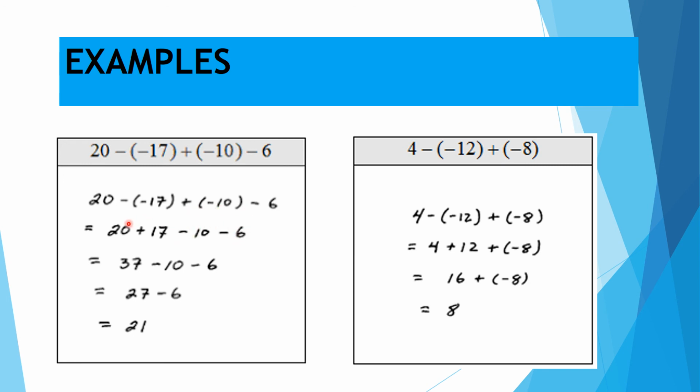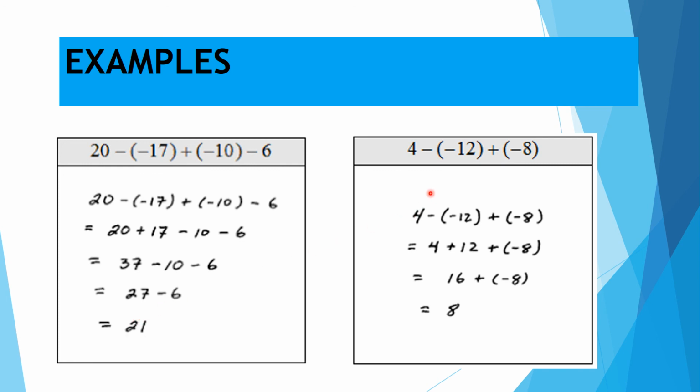Now when there is a question like this, first you do addition. So these two are addition. So 20 plus 7, 27, minus 10, minus 6. Now 27 minus 10 is 17, and then minus 6. So 17 minus 6 is 11. So the answer is 11.